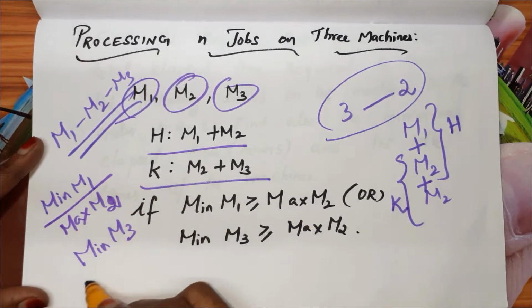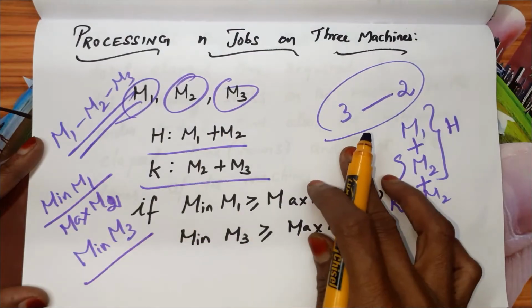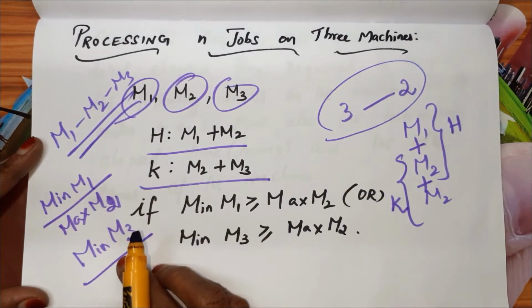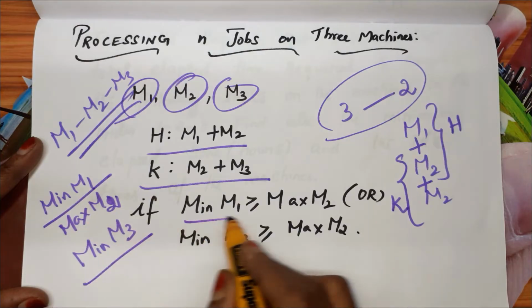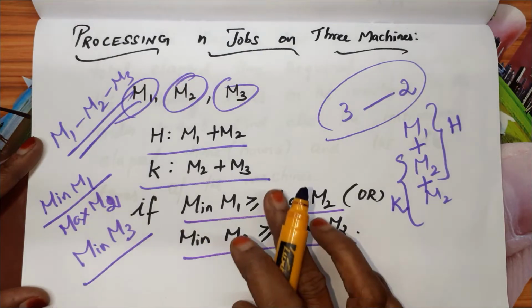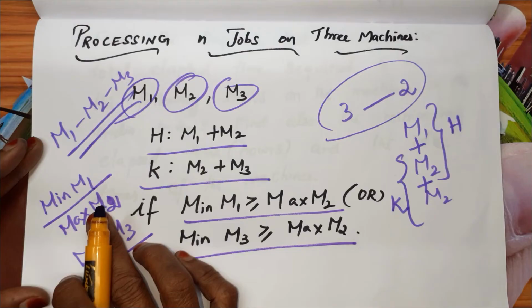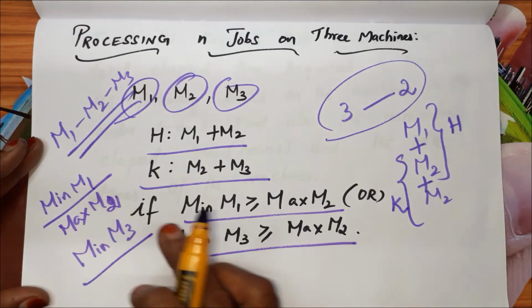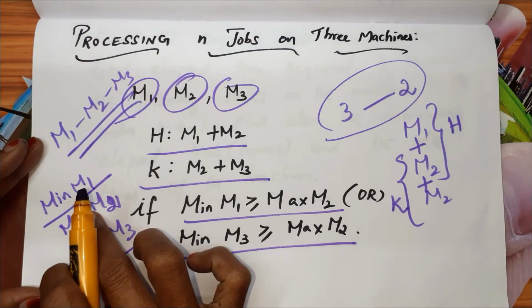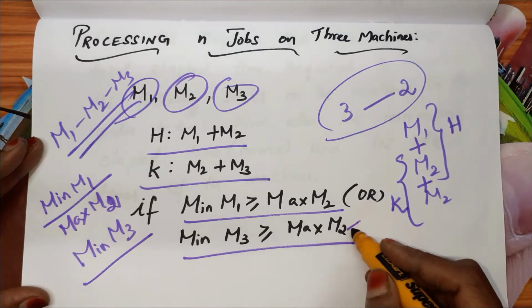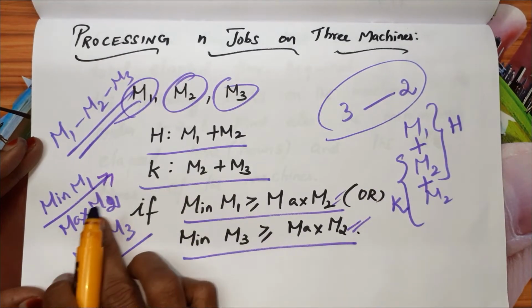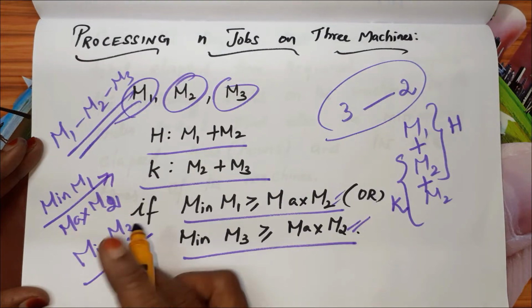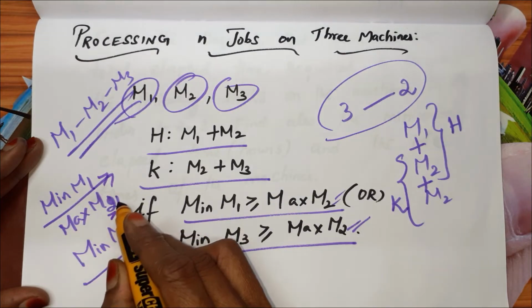So for machine 1 and machine 2, out of the given data, we have to find the minimum of it. And for machine 2, we have to take the maximum of it. And we have to compare these two. Minimum of M1 is greater than or equal to maximum of M2, or minimum of M3 is greater than or equal to maximum of M2. Okay, so minimum of M1 greater than or equal to maximum of M2, or minimum of M3 greater than or equal to maximum of M2.